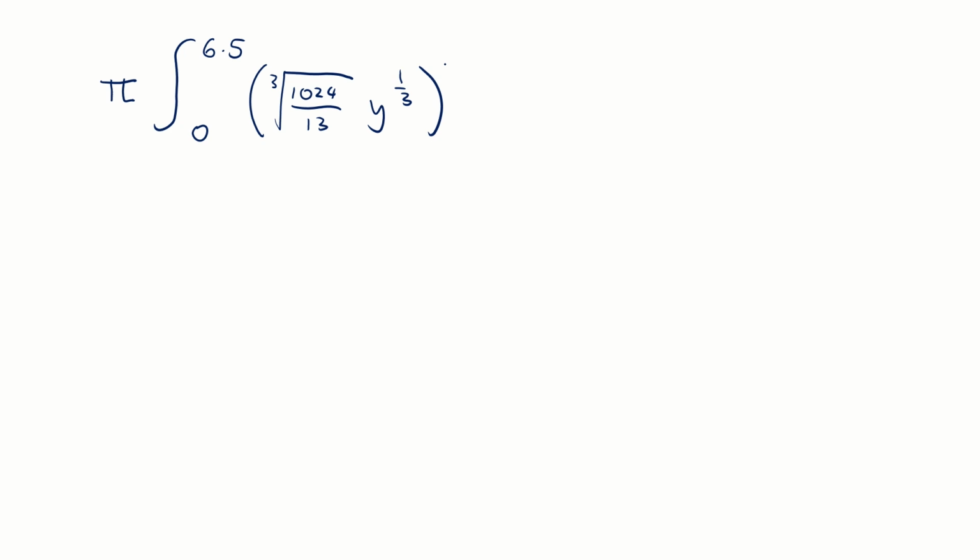So, a reminder, it's pi lots of the integral, as we said, from 0 to 6.5 of our x equation, which was a horrible looking equation, 1024 over 13 cube rooted as the coefficient, and y to the power of 1/3. That's what x is, but remember, we've got to square that, and we are integrating y's. So we've just got to go ahead and do that. The first thing you've got to do is square that before we're even able to do the integration.